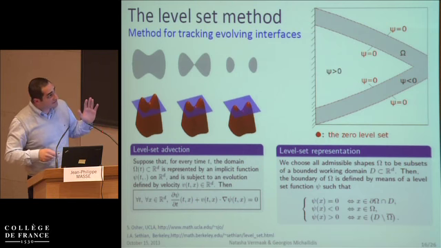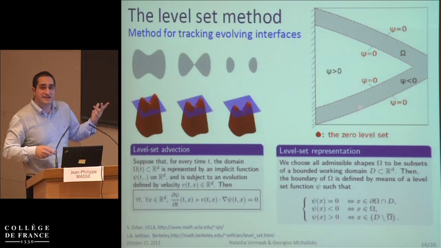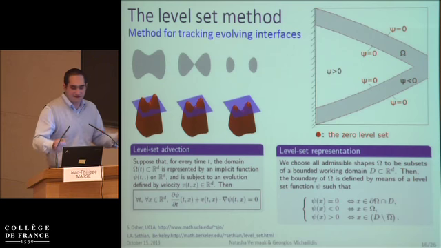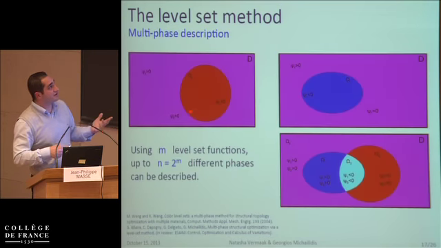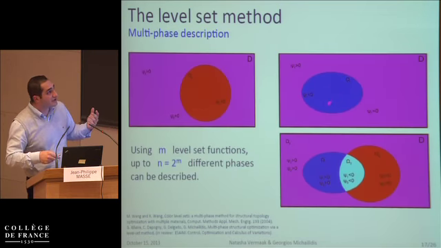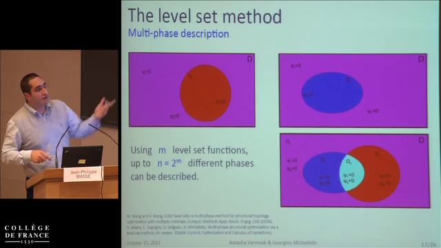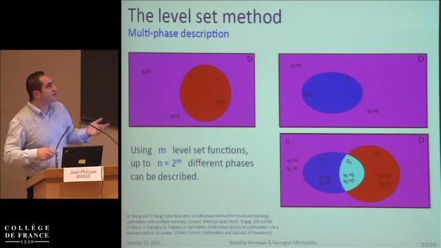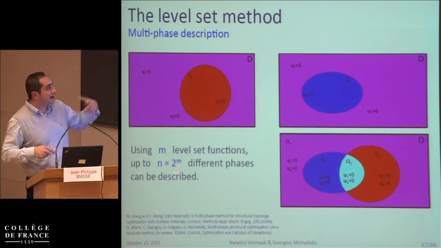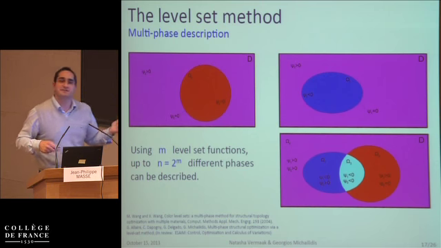So with one level set function, we can describe 2 different phases. So what if we need more phases? Then we can use more level set functions, for example, 2 level set functions, and take combinations of their signs in order to describe 4 different phases. So in general, using m level set functions, we can describe up to 2 to the m different phases.